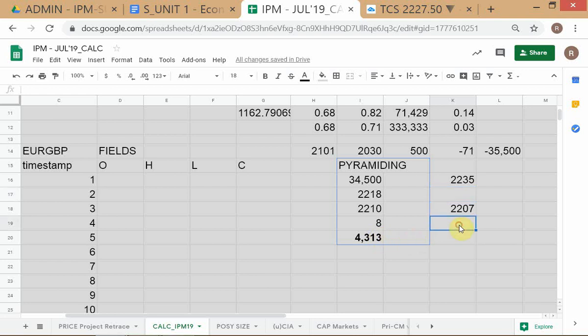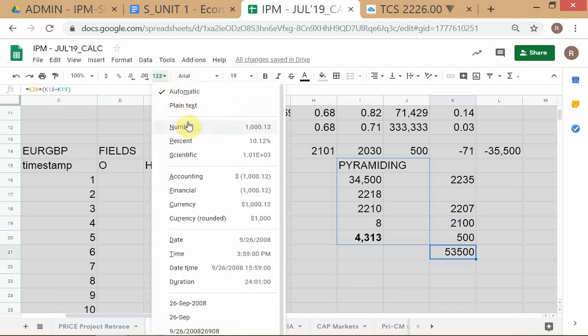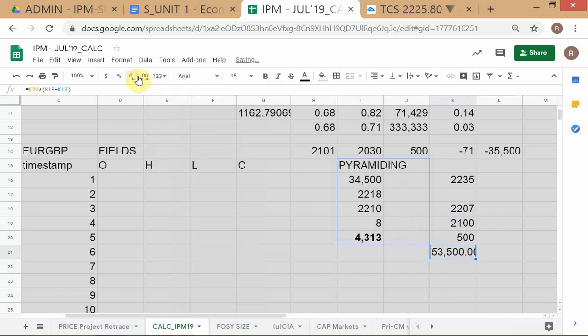So we bought this at 2100. We bought 500 shares for 2100. So for this 500-share lot, we are going to make a profit of 500 times 2207 minus 2100. We are going to make this 53,500. Let's assume this is all in dollars. We are going to make this profit.